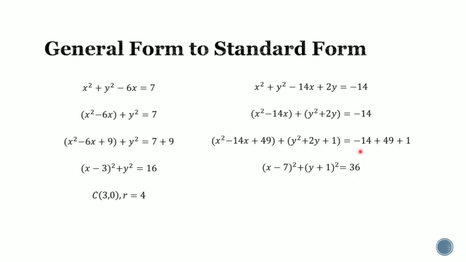So we now have our standard form. Our center would be positive 7 and negative 1, and our radius, which is the square root of 36, would be 6.